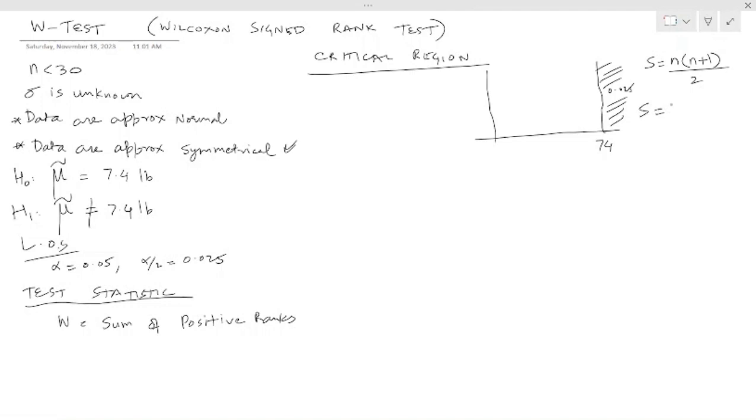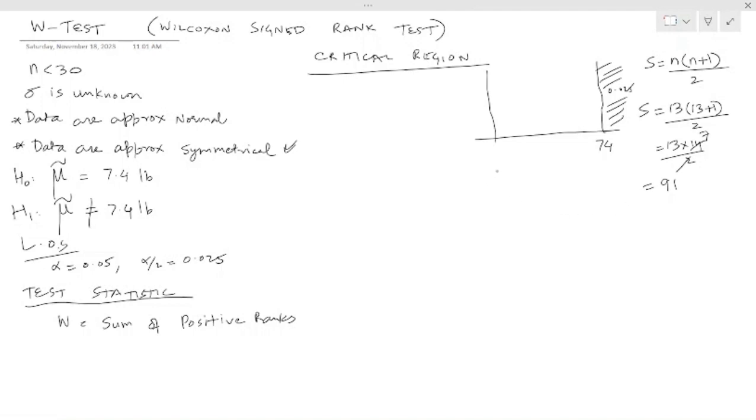So that's 13 multiplied by (13 plus 1) divided by 2. 13 times 14 divided by 2. 2 times 7 is 14. And that's 91. So 91 is the sum.